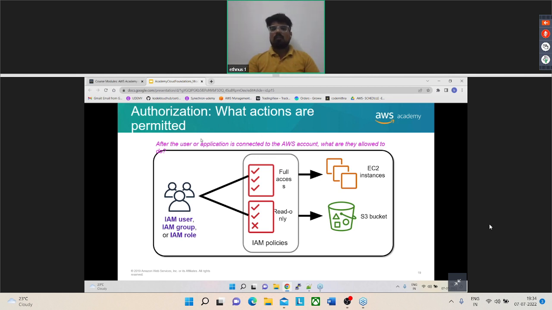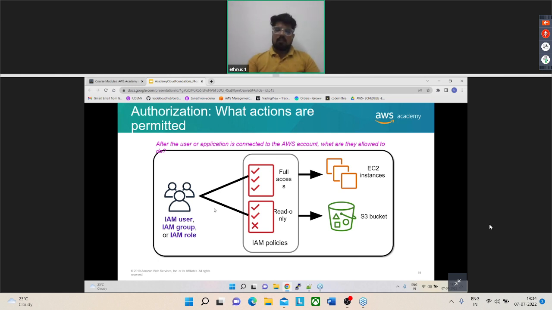Now authorization: what actions are permitted? After the user or application is connected to the AWS account, what are they allowed to do? Let's check out this diagram. Let me explain this diagram. Suppose these are Mani, Sonia, and Ashwini. These are IAM users, or people under an IAM group, or I have created a temporary IAM role for these users.